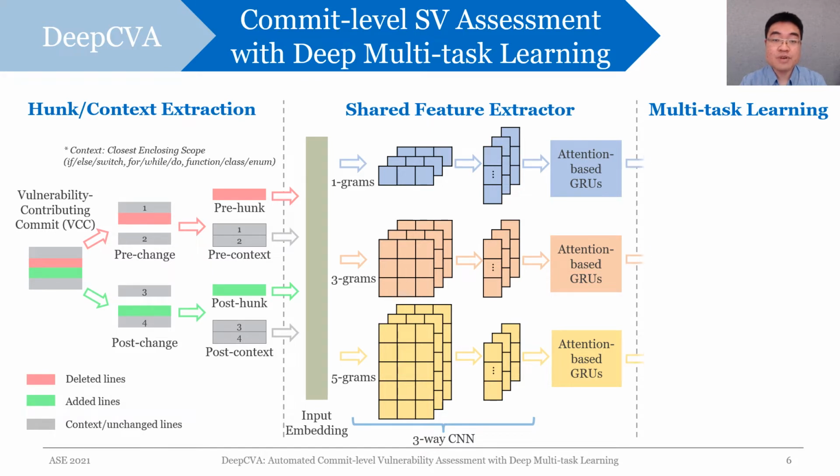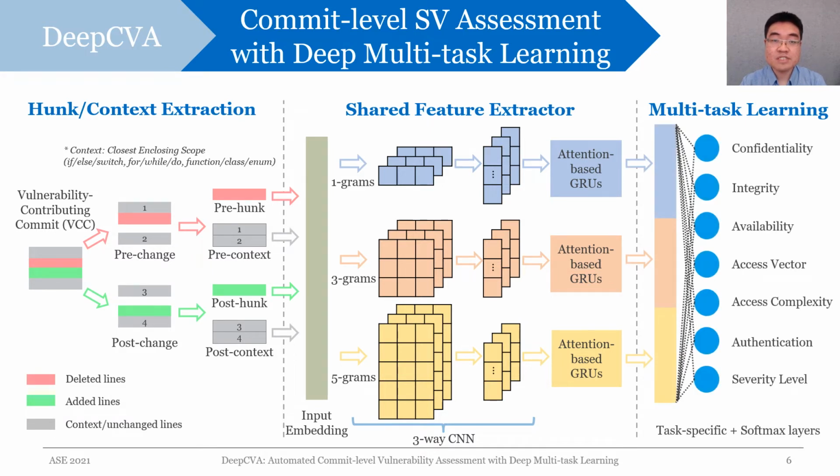To support prediction of all CVSS metrics simultaneously, the commit vector concatenated from the output of the shared feature extractor is fed into a fully connected layer for each CVSS metric. This task-specific layer helps customize the shared features for each task. Finally, the task-specific features enter a softmax layer to obtain task-wide predicted labels. The weights in the model are trained end-to-end using Adam optimization and backpropagation algorithms.